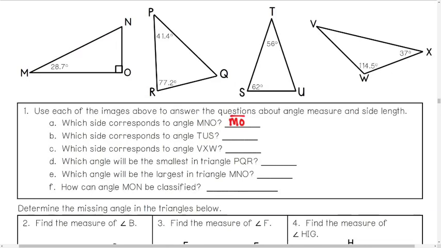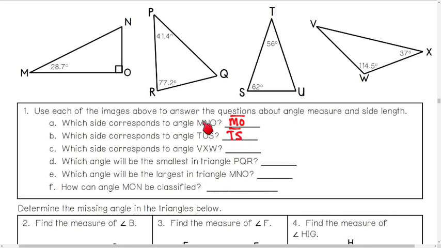Then the next one, if I look for the side that corresponds with angle TUS, I come over here and find angle TUS. The side that corresponds with that is this opposite side here. That's the exact opposite, so that would be the line TS or ST. It looks like I already jumped ahead on that one, but I have line TS.